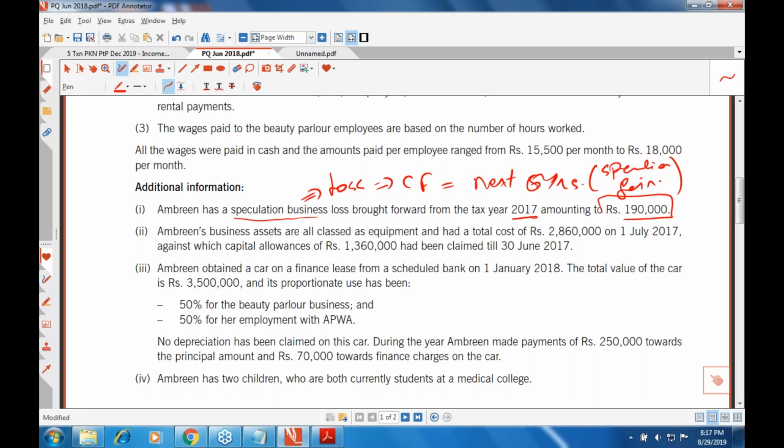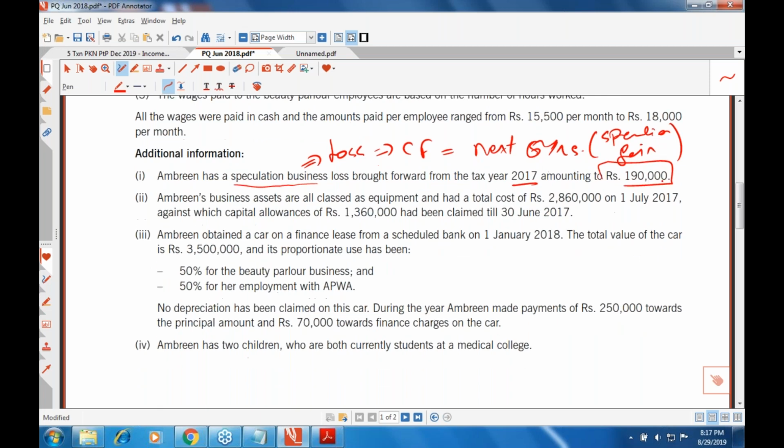Now, what next is here? It says Ambreen's business assets are all classed as equipment and had a total cost of this, against which capital allowance has been claimed till 30th June 2017. Ambreen obtained a car on finance lease from a scheduled bank on 1st January 2018. The total value of the car is rupees 3.5 million and its proportionate use has been as follows: 50% for the beauty parlor and 50% for her employment. No depreciation has been claimed on this car during the year. Ambreen made payment of 250 towards the principal amount and 70,000 towards the finance charges on the car. Ambreen has 2 children who are currently students at a medical college.